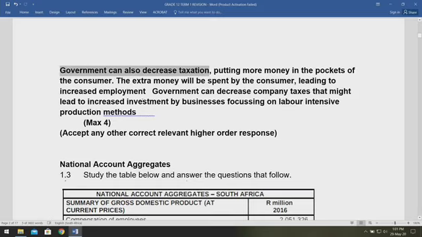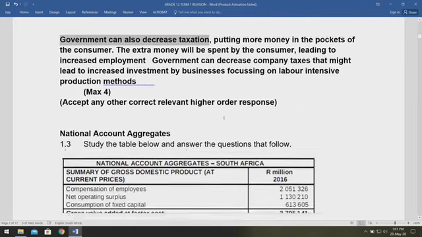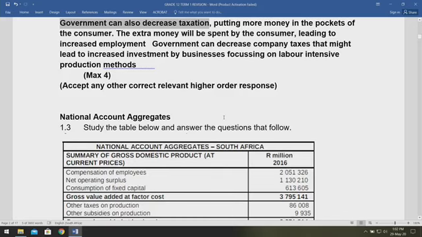And when we talk about decreasing taxation, pay as you earn or income tax is the one side, but company tax is another tax that would also be decreased, therefore giving businesses more money at their disposal, which they can then use to grow their businesses in whatever way. One of the examples given in the answer here is that businesses can then focus on labor-intensive production methods because they have that extra money to spend on wages and salaries.